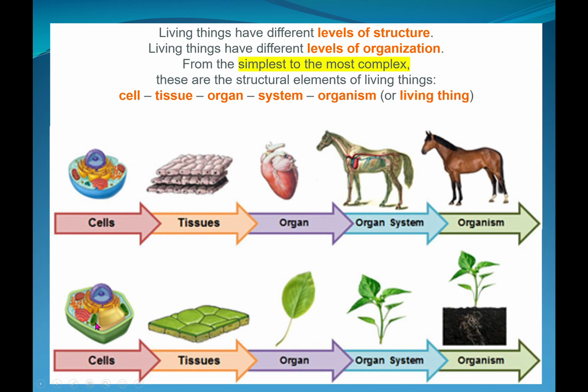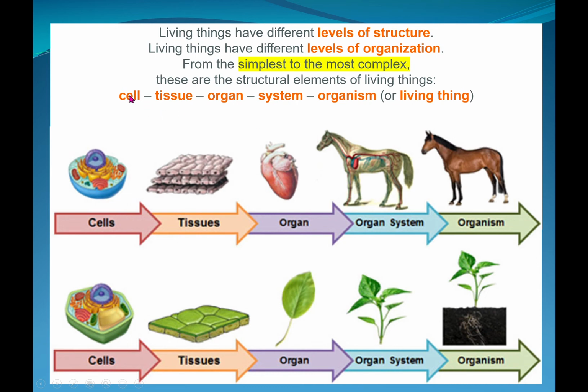Plant cells, billions of plant cells, make up tissues, and many tissues make up organs, and many organs make up an organ system, and many organ systems make up an organism. So we go from simplest to most complex for levels of organization. You will need to know that it goes from cell to tissue to organ to organ system to organism.